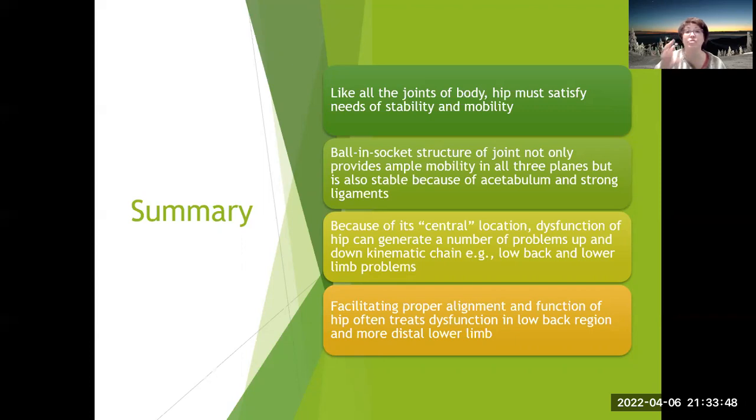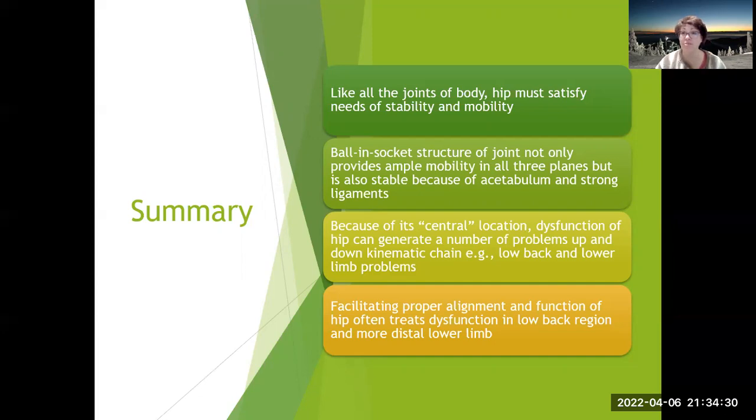Because of the hip's central location, dysfunction of the hip can generate a number of problems up and down the kinematic chain. I always say, oh, the hip goes, there goes the neighborhood, right? It can cause problems with the low back and knee and foot and ankle. So it's very important to the function of our body. In treating lower back dysfunction and lower limb dysfunction, whether it's knee or ankle or hip, we often have to treat the hip as well, because facilitating proper alignment and function of the hip helps those other areas get better as well.